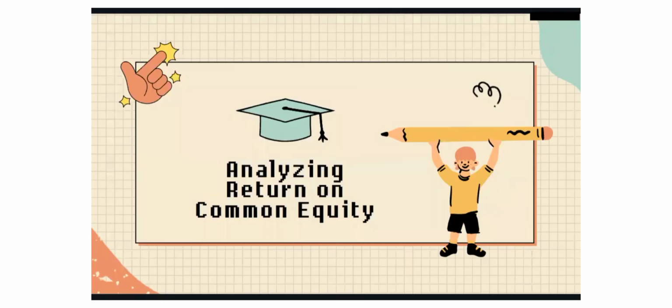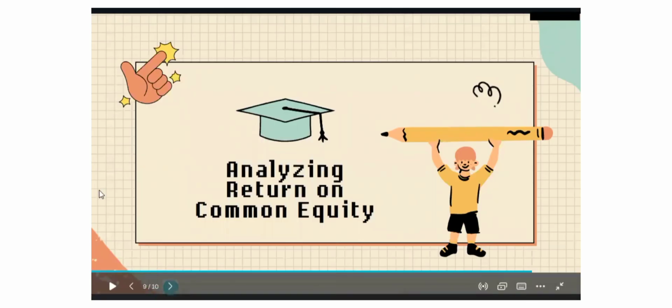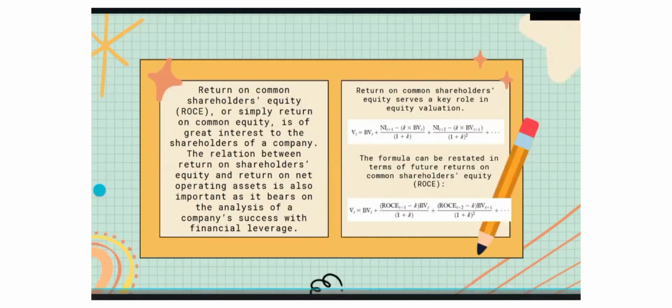Next, we're going to talk about analyzing return on common equity. Return on common shareholders' equity, or ROCE. In simple terms, return on common equity is one of greatest interest to the shareholders of the company. The relationship between return on shareholders' equity and return on net operating assets is also important as it bears on the analysis of the company's success with financial leverage.